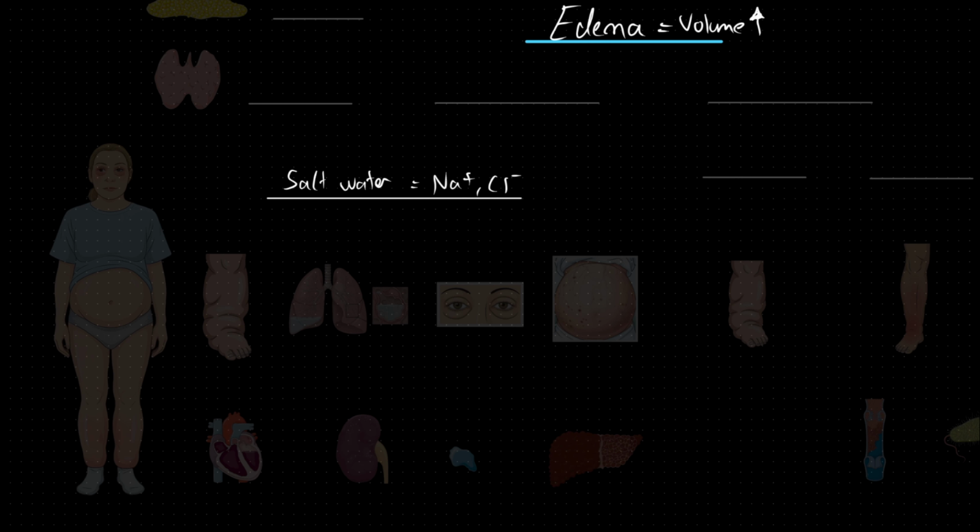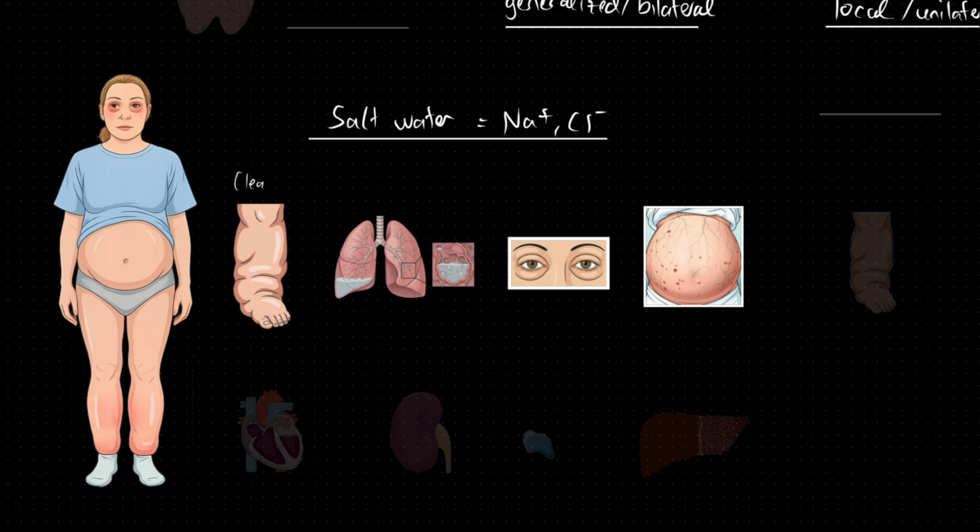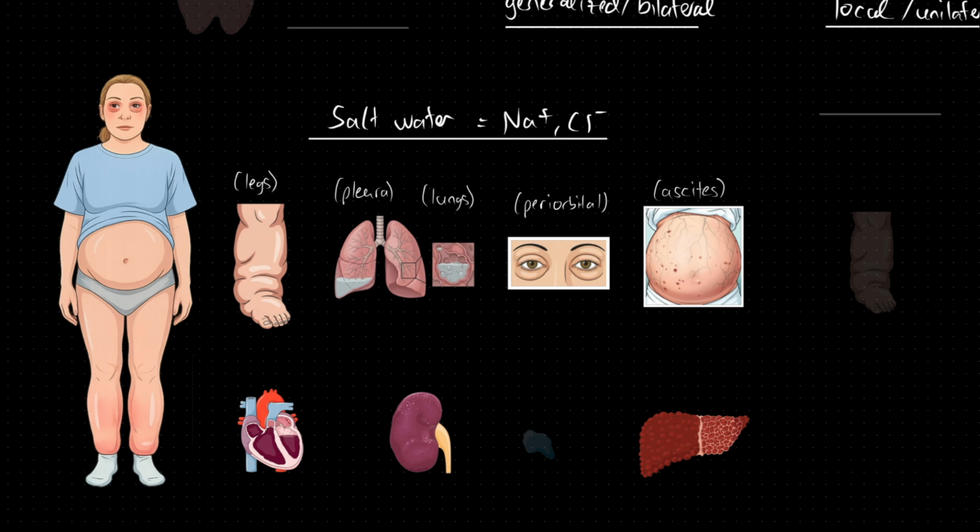The first step is to determine whether the edema is generalized or bilateral versus local or unilateral. Generalized edema can occur in the legs, in the lungs or pleural cavity, around the eyes, which is called periorbital, or in the abdomen as ascites. Local edema, on the other hand, typically affects just one leg or one specific area.